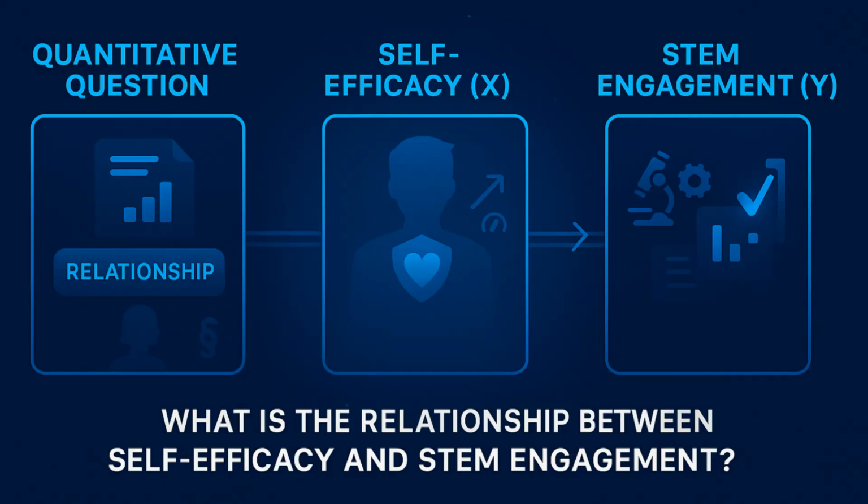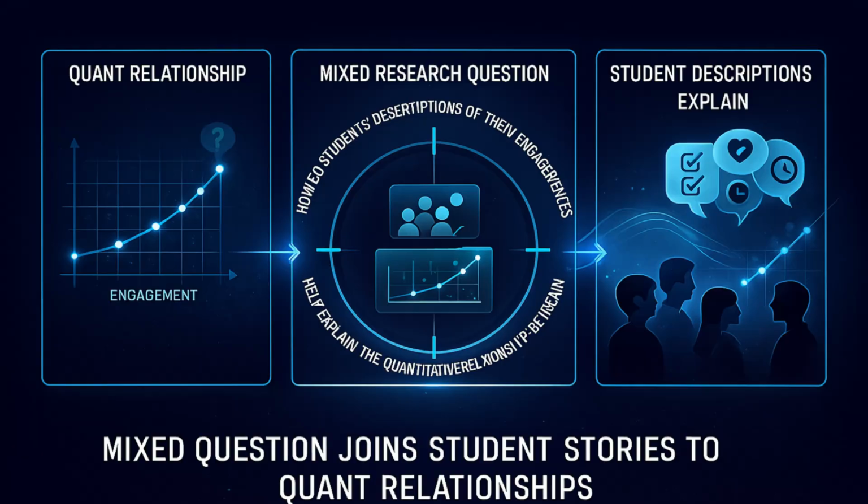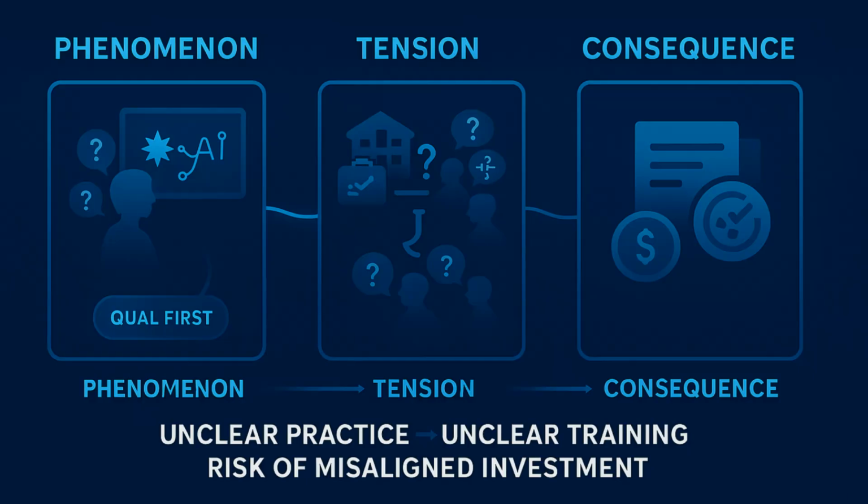The quantitative research question asks, what is the relationship between 9th grade students' self-efficacy and their engagement in STEM coursework? The qualitative research question asks, how do 9th grade STEM students describe the experiences that shape their engagement in advanced coursework? The mixed research question asks, how do students' descriptions of their engagement experiences help explain the quantitative relationship between self-efficacy and engagement? Now imagine an exploratory sequential example.